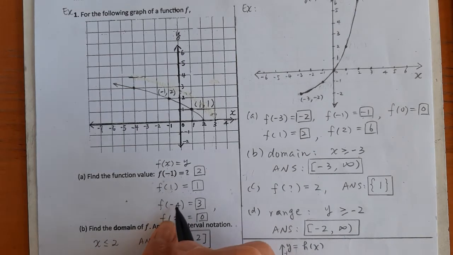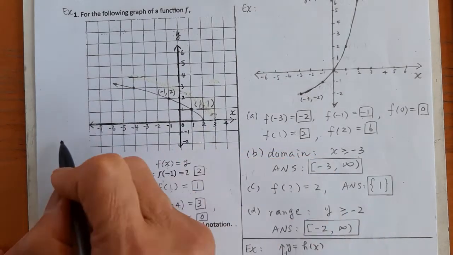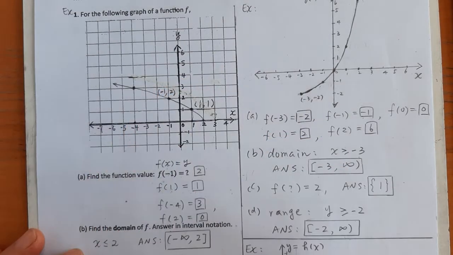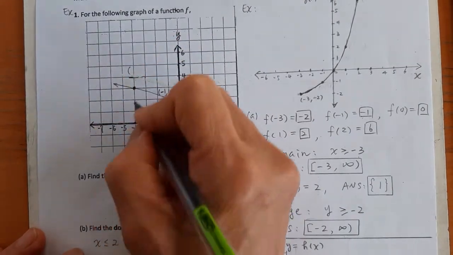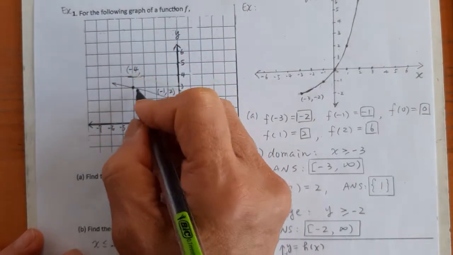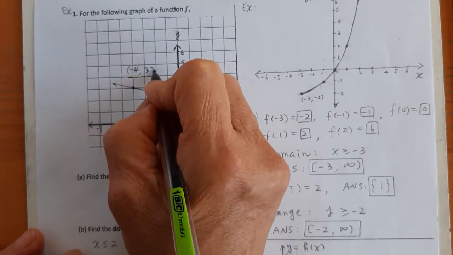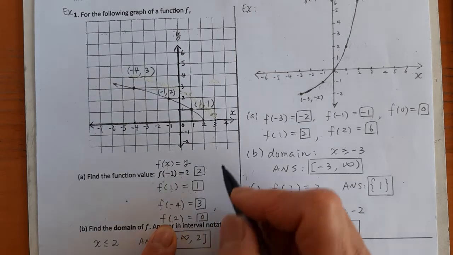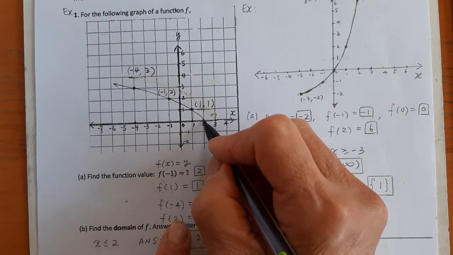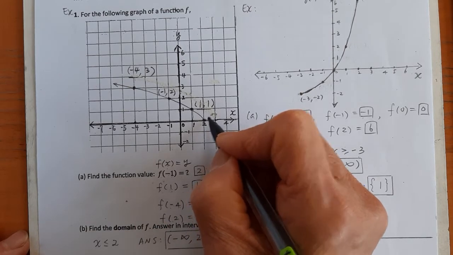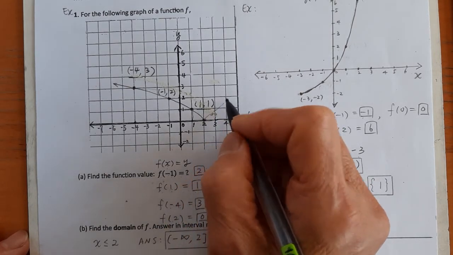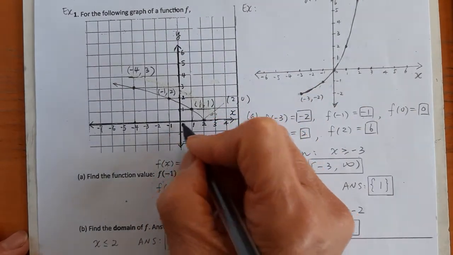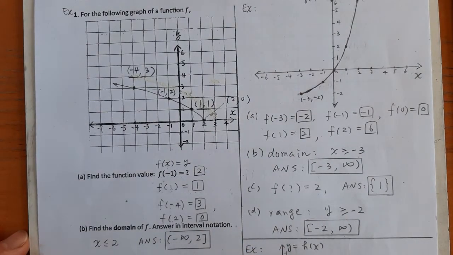Next, what is f of -4? On the x-axis, -4 is here, and going up to the curve is this point. The x coordinate is -4 and the y coordinate is 3. So f of -4 equals 3. What is f of 2? The x coordinate is 2, and this is the point on the curve. Its x coordinate is 2 and y coordinate is 0, so the point is (2, 0). So f of 2 equals 0.